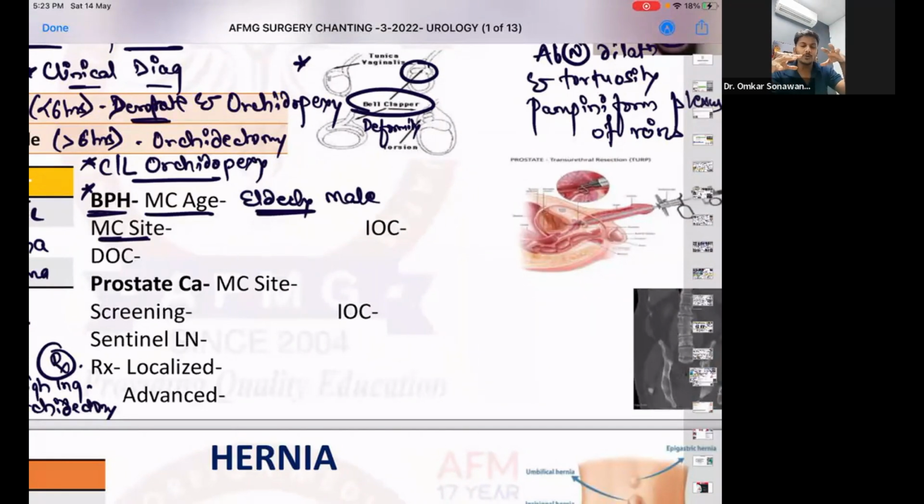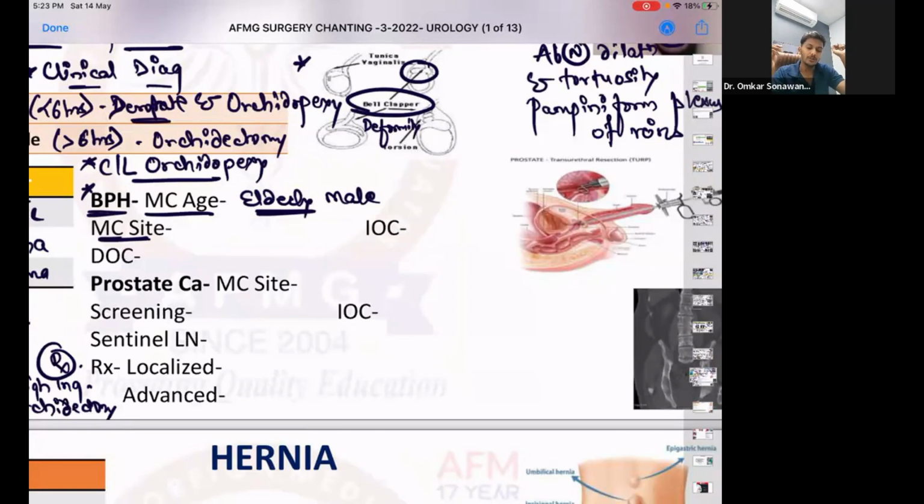I hope all of you are quite aware that the prostate is usually divided into 5 anatomical lobes: anterior, posterior, median, and 2 lateral lobes. It is also divided into 3 surgical McNeal zones: the central zone, transitional zone, and peripheral zone.